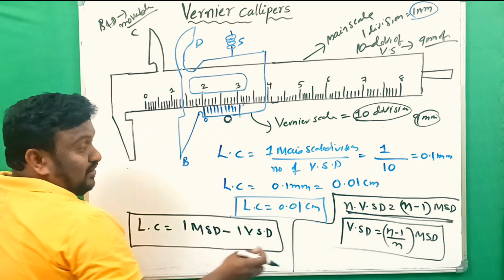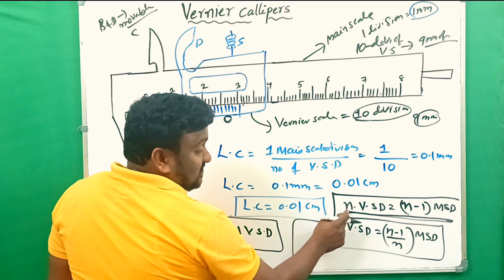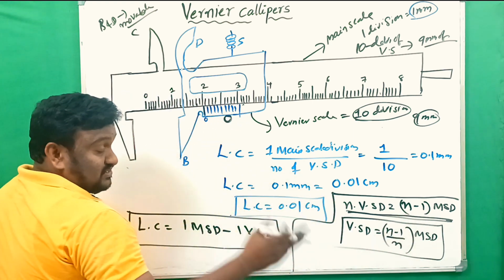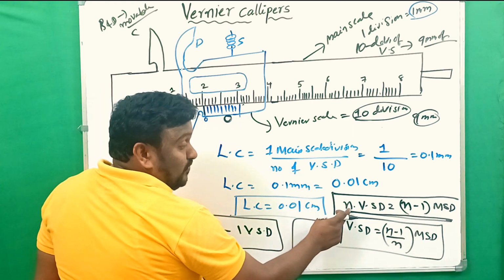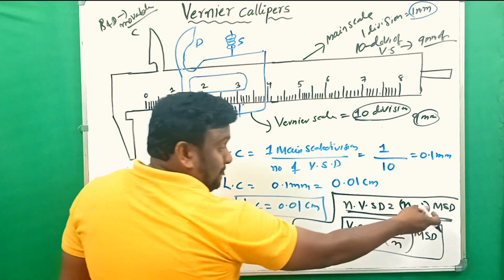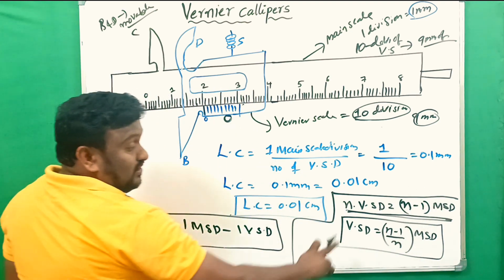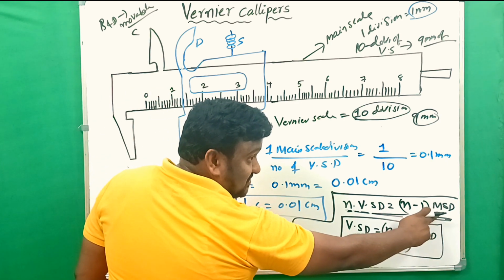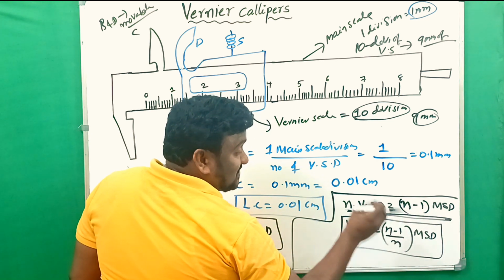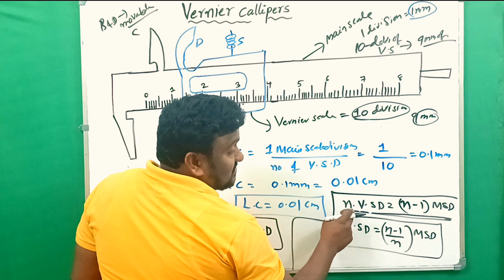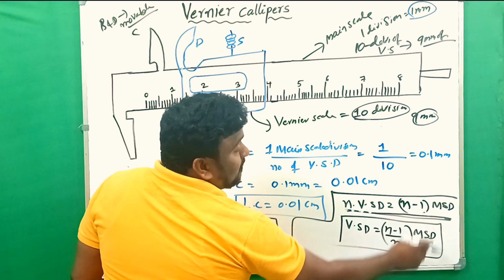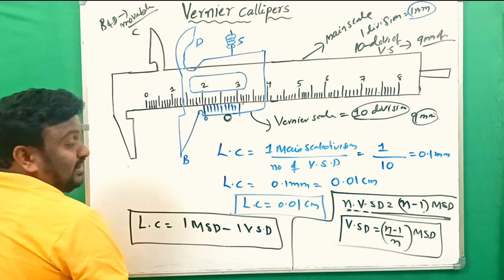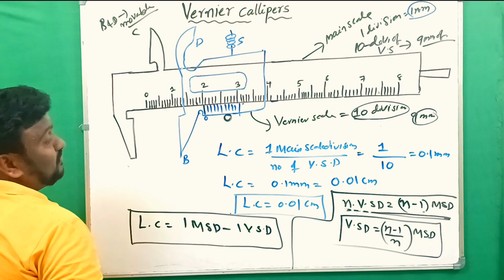You have to remember that sometimes, in special cases, the number of vernier scale divisions is more than the number of main scale divisions. Clear? Got it? In the same manner, sometimes the number of vernier scale divisions is lesser than the number of main scale divisions. Clear? So VSD is equal to N minus 1 by N into MSD.